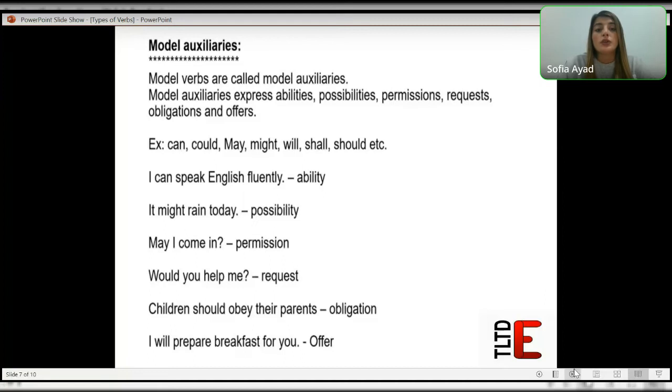Example: can, could, may, might, will, shall, should, etc. I can speak English fluently. This sentence expresses the ability.